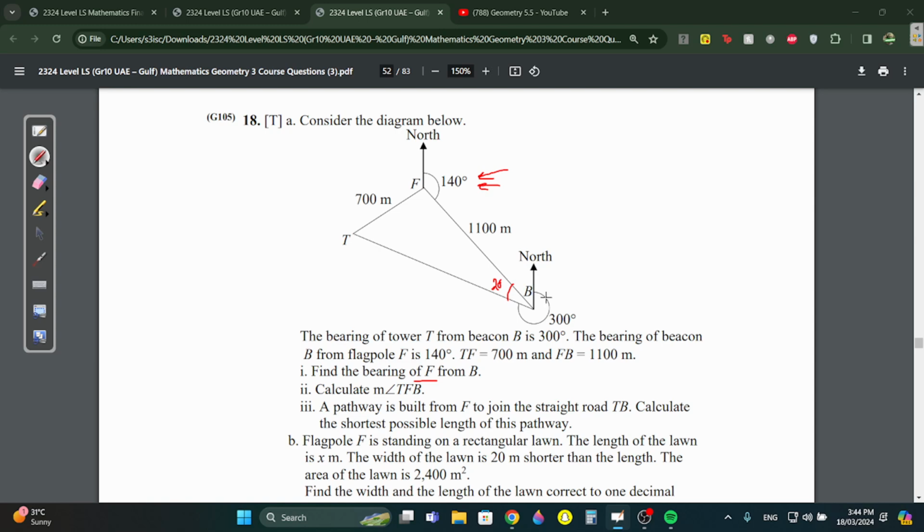So can you find the bearing from B to F? Let's start at B and continue rotating until we reach F. Boom, here you reach it. 300 plus 20, so the bearing is 320 degrees.